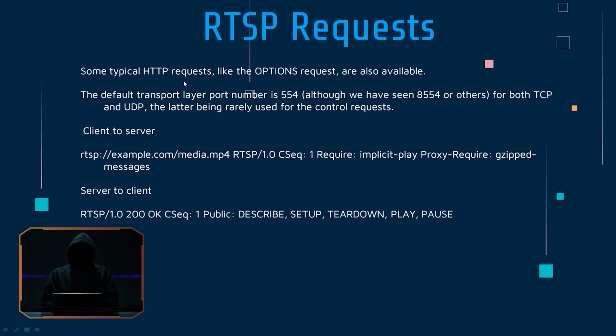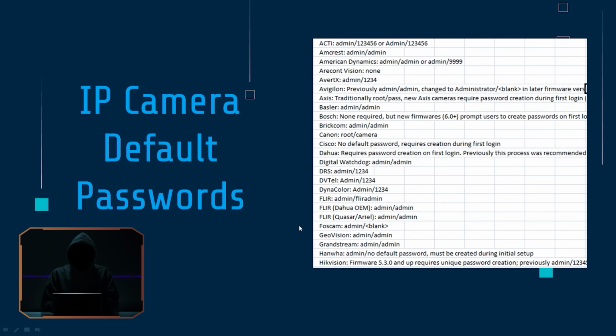So typical of HTTP requests, like the options requests, are also available. The default transport layer protocol is port 554, as we talked about, although we have seen 8554 and 5554 and others similar, okay? Here's what it looks like in terms of the URL to be able to connect to these servers, all right? So that's some of the basics of the RTSP protocol.